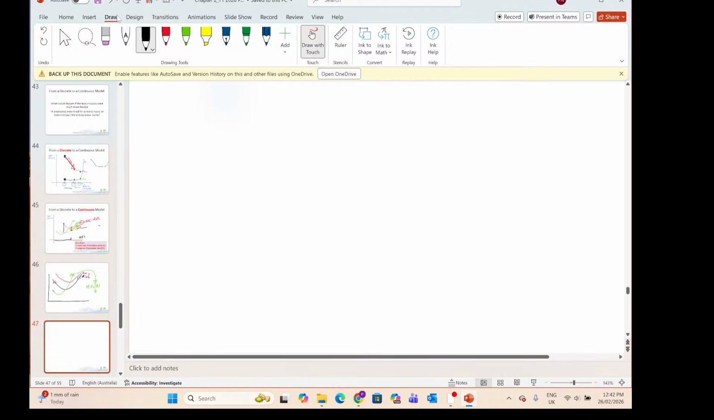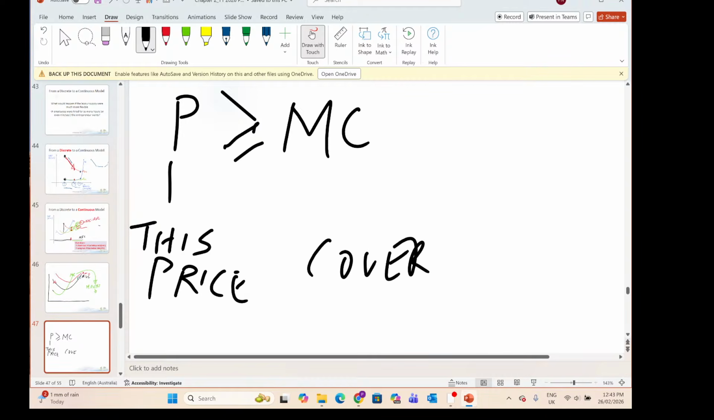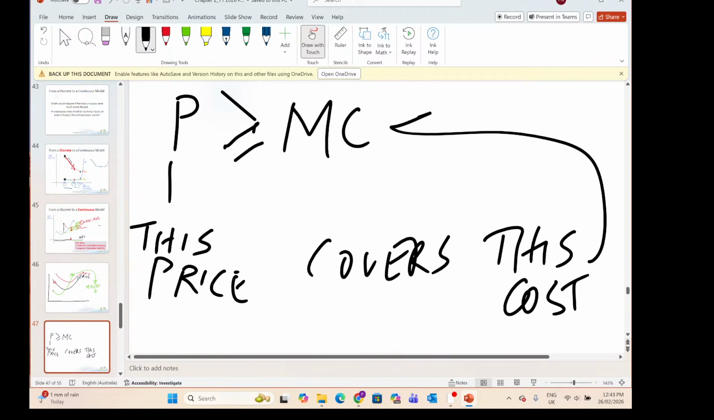So the firm will produce, if you think about a firm producing, we did this the other day. The price has to be equal to or above the marginal cost curve for the firm to produce, right? So the firm produces where the price is equal to or above the marginal cost. Why does the firm produce there? Because this price covers this cost. So that is our rationale for producing. That price covers that cost.